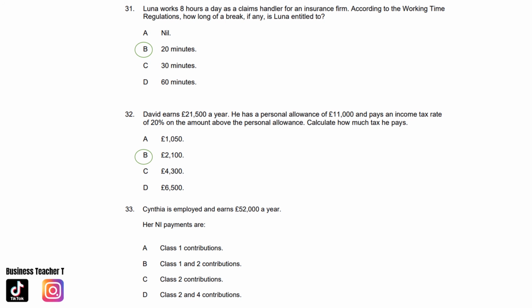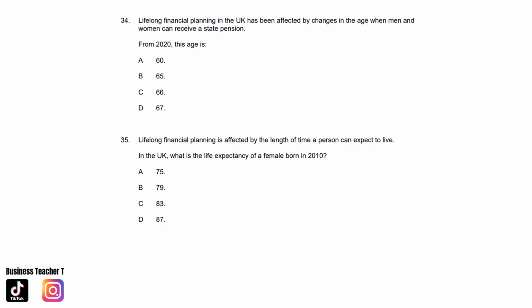And the answer is A, Class 1 contributions. Question 34. Lifelong financial planning in the UK has been affected by changes in the age when men and women can receive a state pension. From 2020, this age is A, 60, B, 65, C, 66, or D, 67.